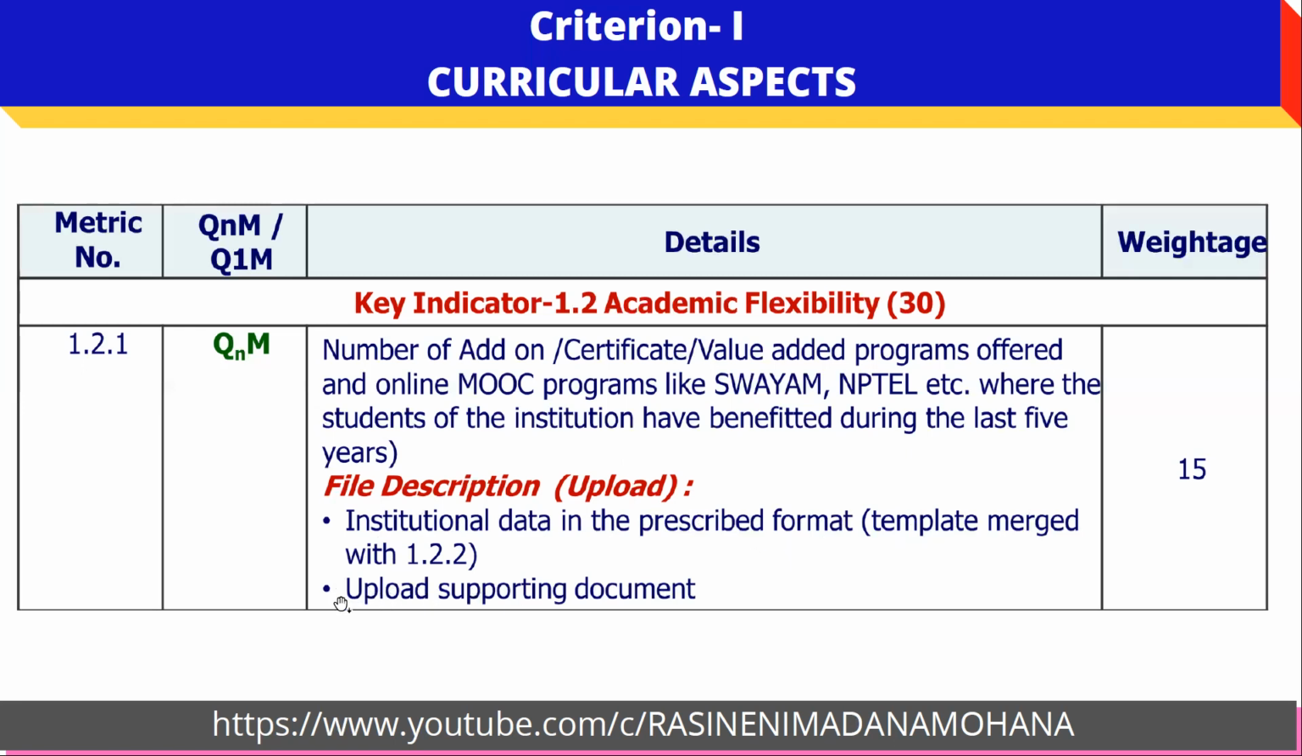Then there is one more option, upload supporting document, like we have seen for qualitative metrics. Here also, upload supporting document. Up to 6 MB we can include here. If it is more, upload it on the college website, then you can make all the links in a Word document, convert it into PDF, and upload that PDF here. Like that you can plan.